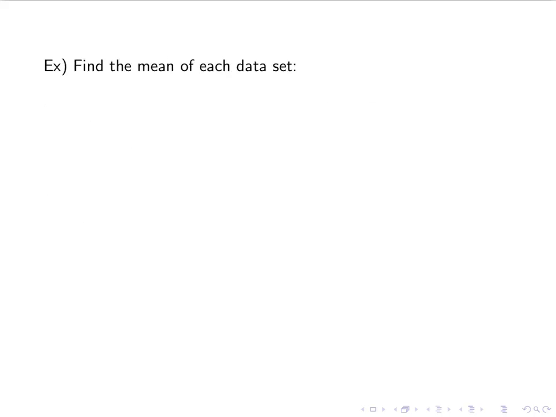Find the mean of each data set. So 4, 7, 2, 2. We're going to add up those values, x1 through x4. So 4, 7, 2, and 2. We add them up and divide by 4. So we get 15 over 4. So the mean is 3.75.